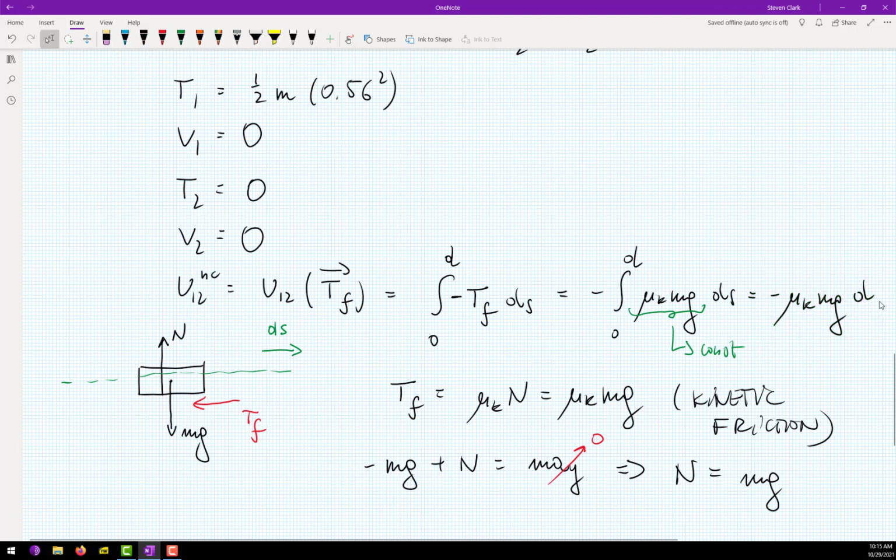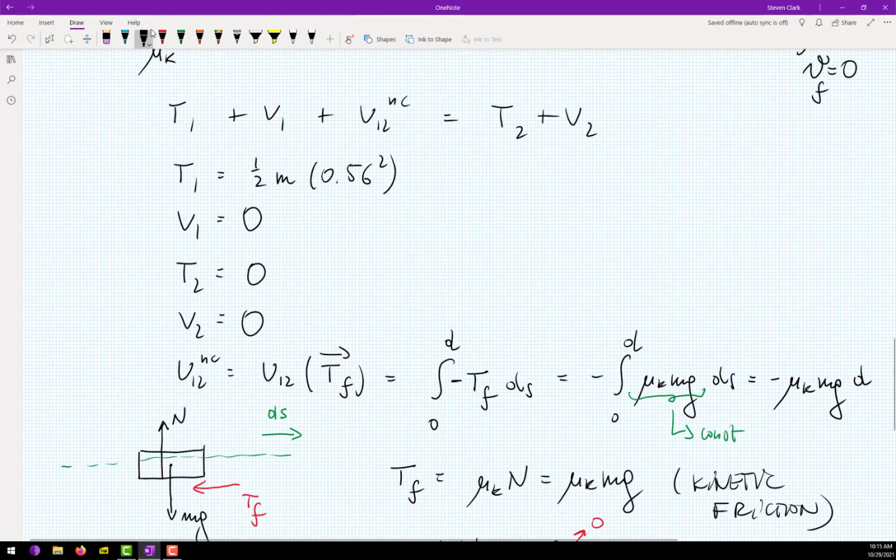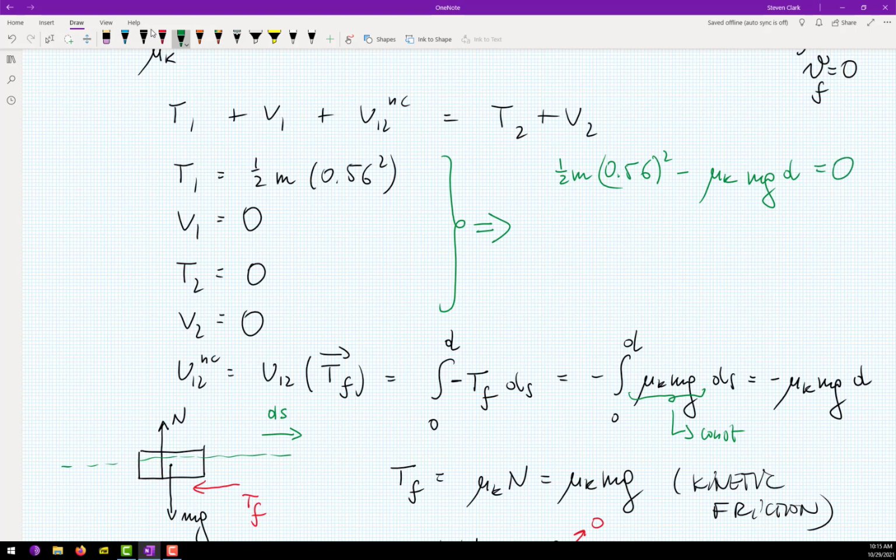Just a reminder of how to do the work energy method. Okay, next step, plug everything back into our original equation. So we will end up with 1/2 m 0.56 squared minus mu k mg d equals 0. Okay, one equation, one unknown.